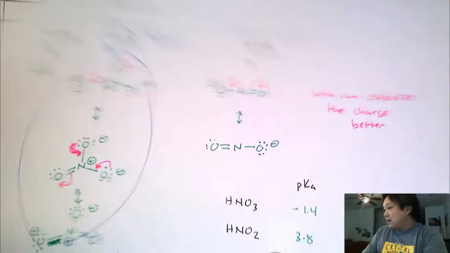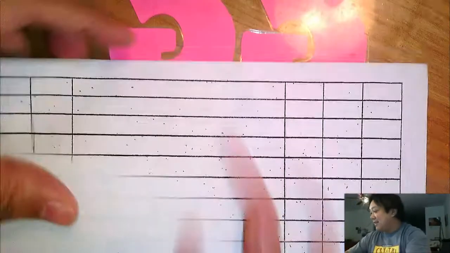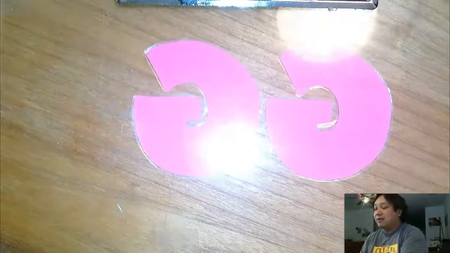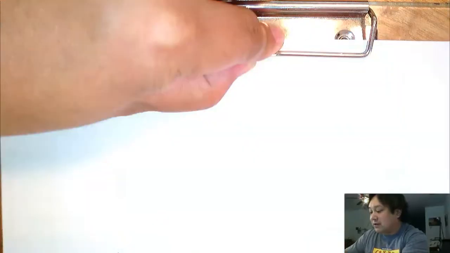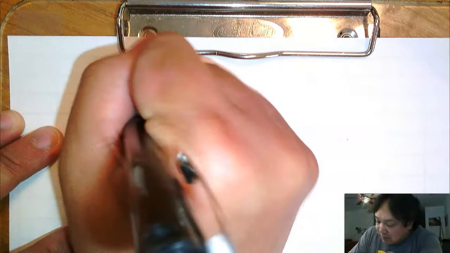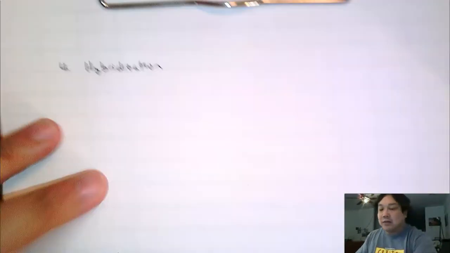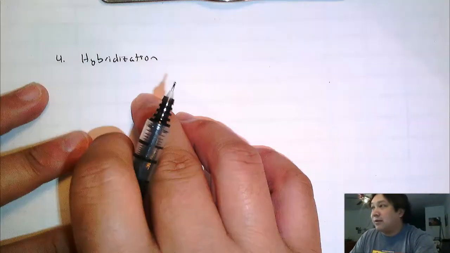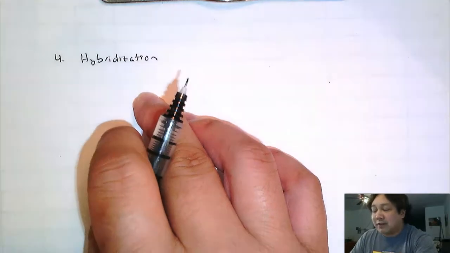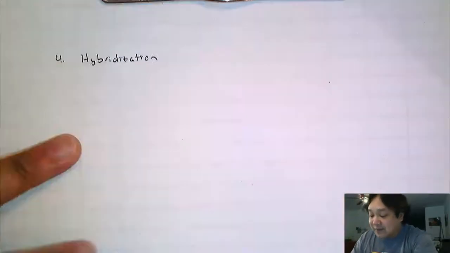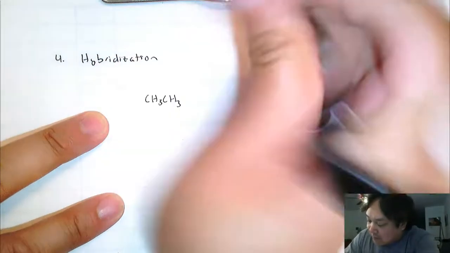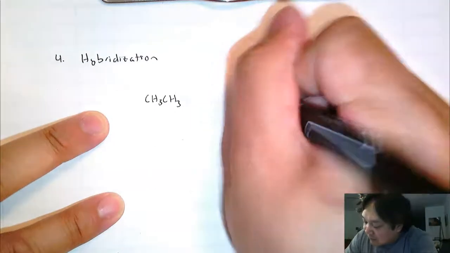Okay. One last trend before I run out of time is probably one of the lesser known trends, and it has to deal with hybridization. We use this if you can't compare the size, you can't compare electronegativity, and none of the anions have resonance. And this one is fairly simple. I'll put it out of order.